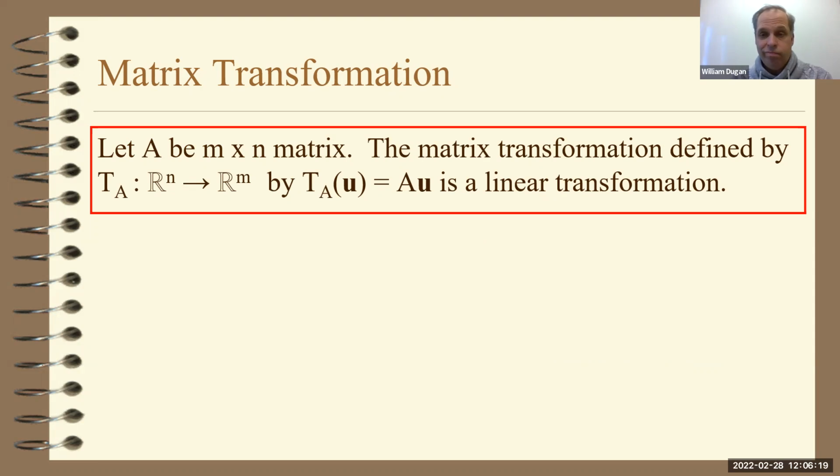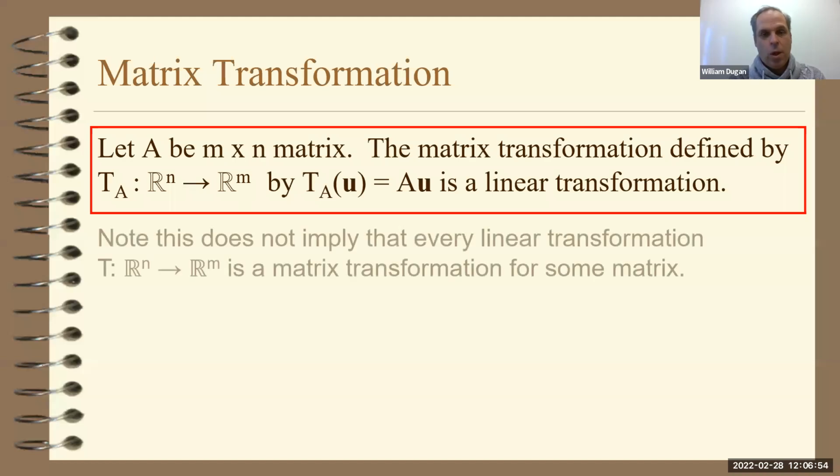Every single matrix will automatically define a matrix transformation, and all matrix transformations are linear transformations. Seeing why that's true is incredibly easy. I just did it basically because matrices distribute through vector addition and matrices kind of distribute through scalar multiplication, so any transformation defined by matrix multiplication on the left-hand side is automatically a linear transformation.